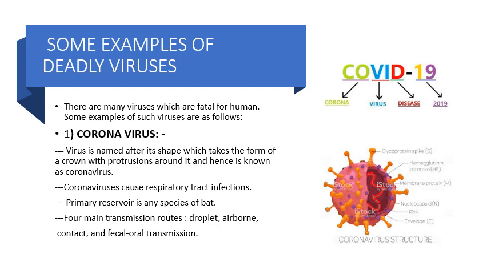Now, some examples of deadly viruses. There are many viruses which are fatal for humans. Some examples of such viruses are as follows. The very first, coronavirus. The virus is named after its shape, which takes the form of a crown with protrusions around it, and hence is known as coronavirus. Coronavirus causes respiratory tract infection. The primary reservoir is any species of bat. The main transmission routes are droplet, airborne, and fecal-oral transmission.